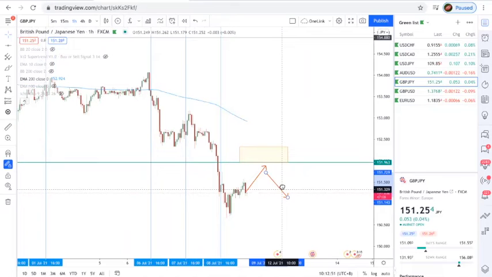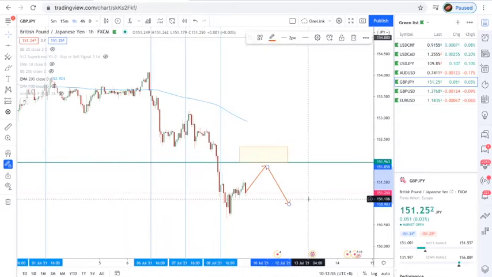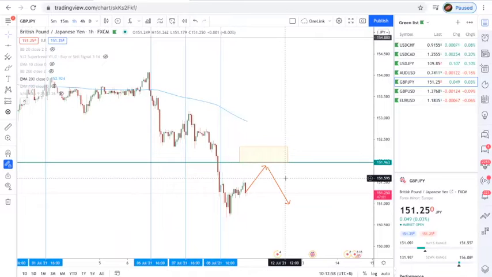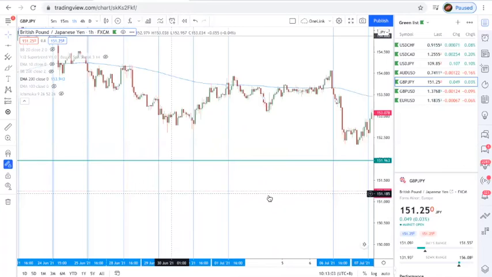So this will be your best selling position. Okay, this will be your point. The reason I took this point, I just took the tip of this here.